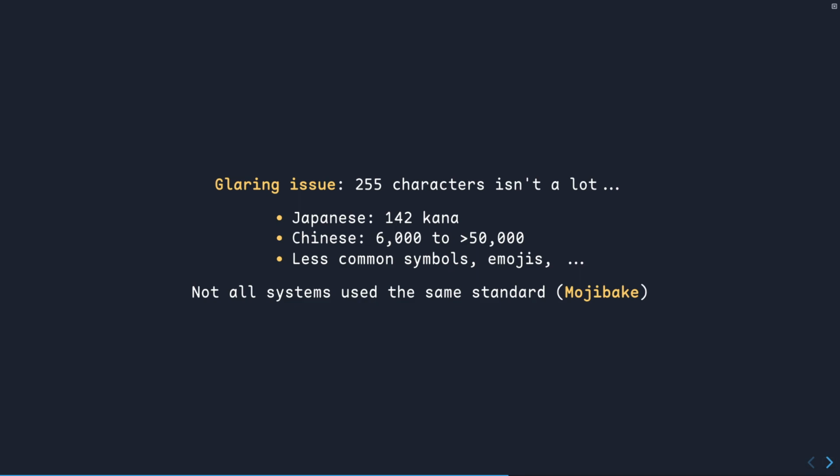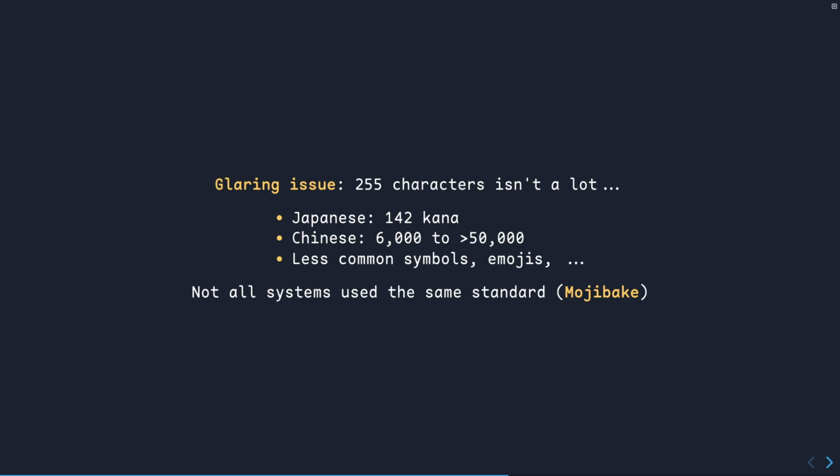You'll already notice there's an issue with ASCII, and that is that 255 characters is not a lot of characters. If you look at different languages, you will notice Japanese, for example, has 142 kana, which is already half of our range, which we are already using half of. So we wouldn't be able to include Japanese characters into our current ASCII system.